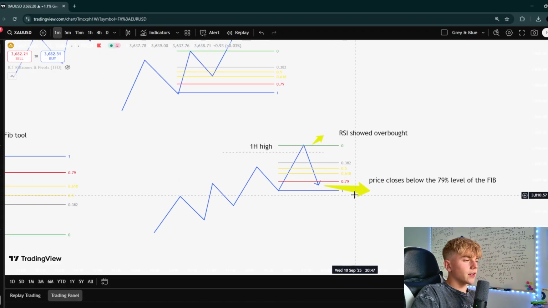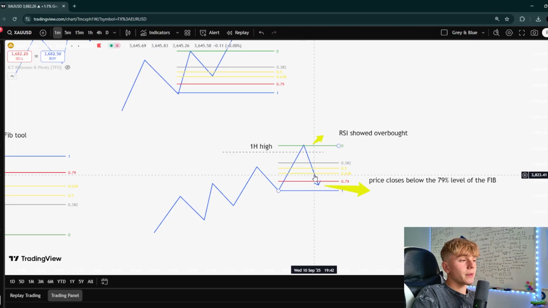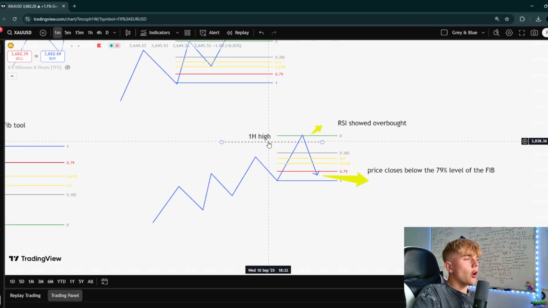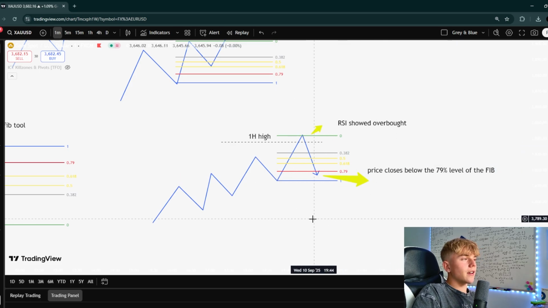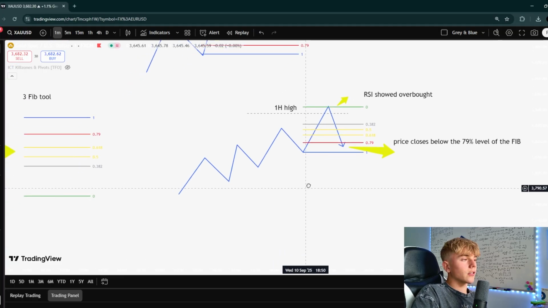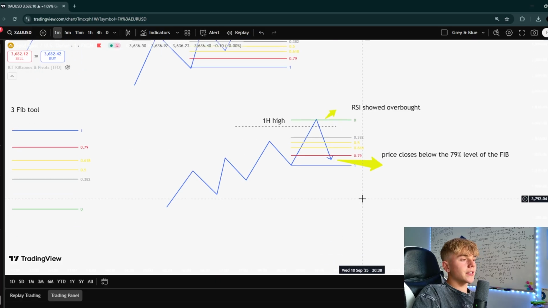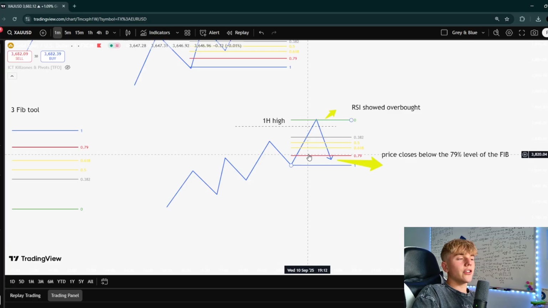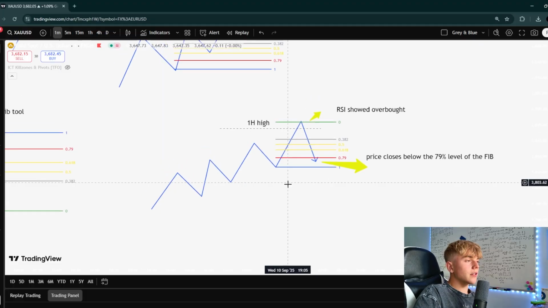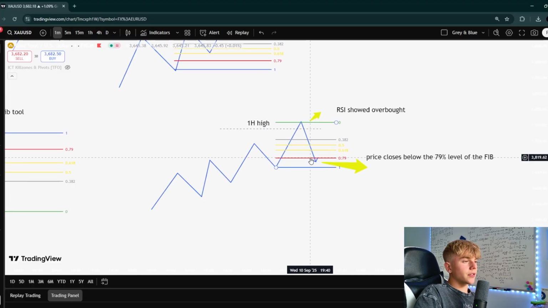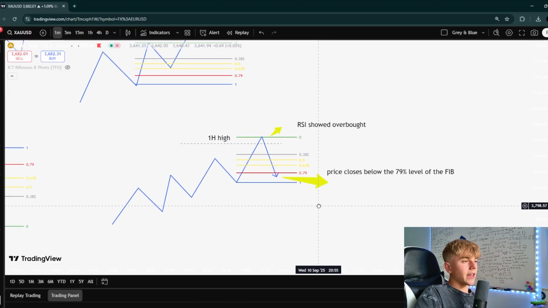Now, this price closing below could be a small 1-minute candle, it could be a 5-minute candle, it could be anything. But all we see is a liquidity sweep, the RSI being overbought, and then price closing below the 79% level of the fib. And these are how we can use these confluences to work together to spot how a trend is reversing. Now, why this works is because the 79% area is a very rare area for price to close below, and it usually only closes below this area when price is most likely going to reverse. Let's say it was an uptrend, price closes below the 79% area, it could now be going in a downtrend.